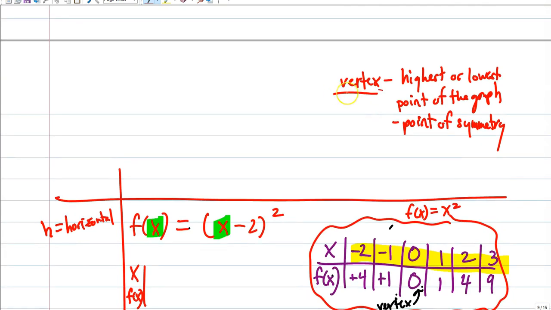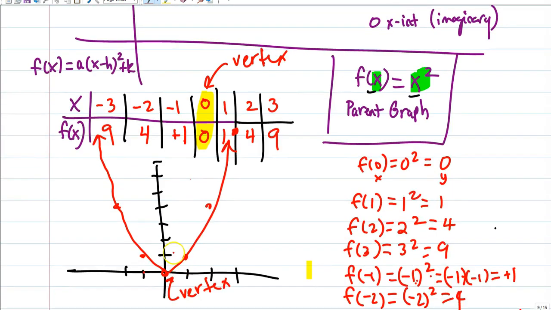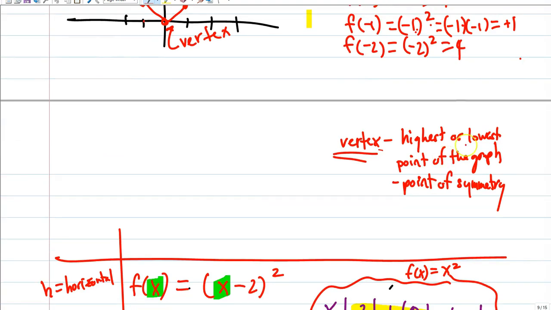Quick definition. Our vertex is either our highest or lowest point on the graph. It's also the point of symmetry. It's in the middle. In the previous example, it was the lowest point because this was a parabola opening upward. If a parabola is opening downward, it will be the highest point. Okay? All right, onward.